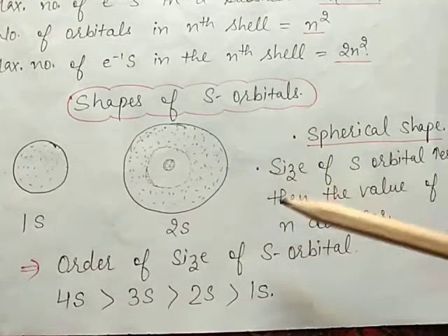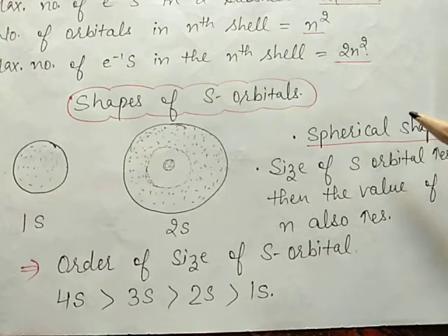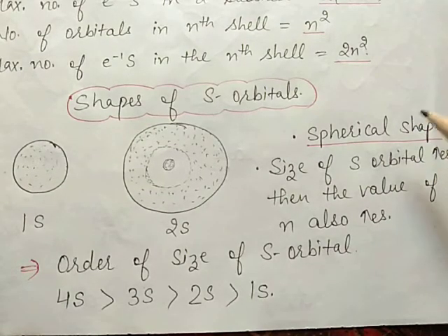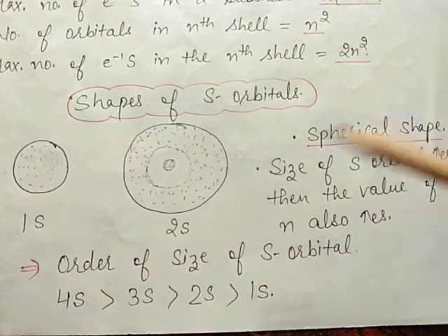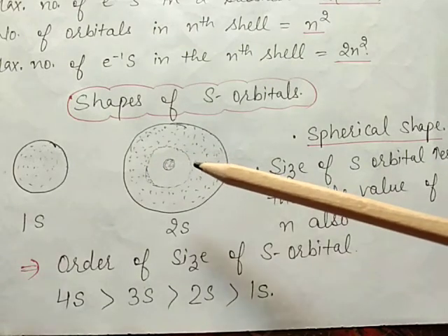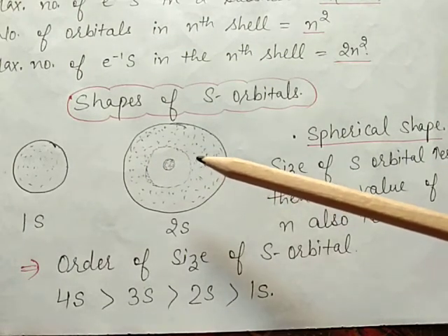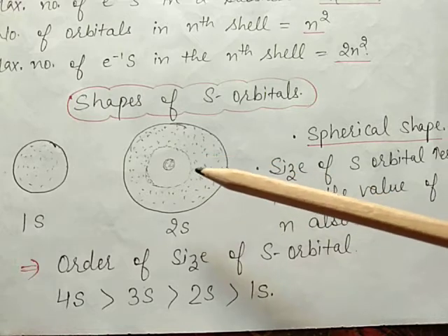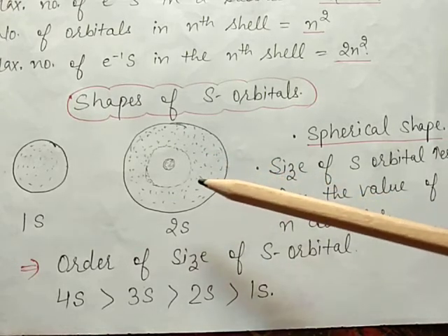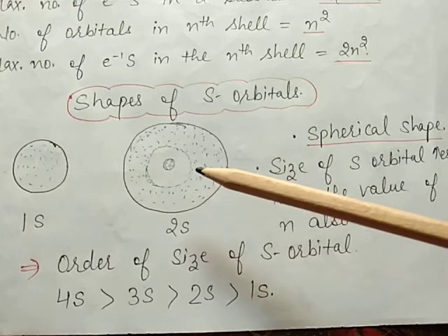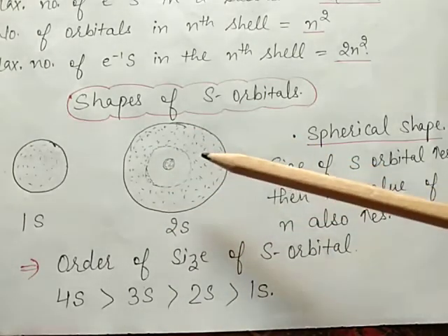Now the shape of all the s orbitals is spherical, which means there is equal probability of finding the electrons at a given distance in all the directions.